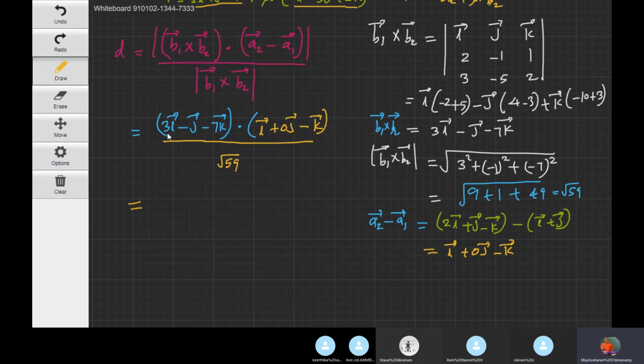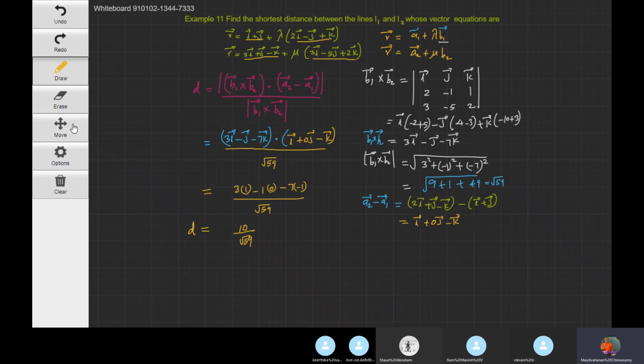How to do the dot product? Multiply the i components: here 3, here 1, so 3 into 1. Minus 1 into 0. K: minus 7 into minus 1. Divided by root of 59. 3 minus of minus, plus 7. So the numerator I have is 10 by root 59. This is the distance between the two lines.